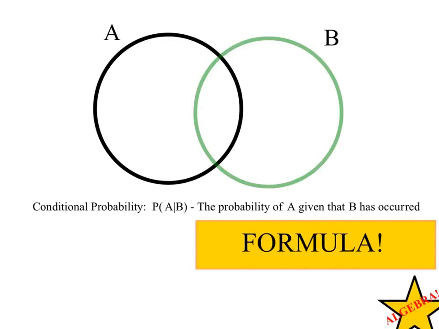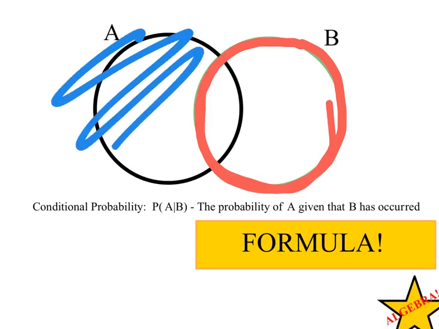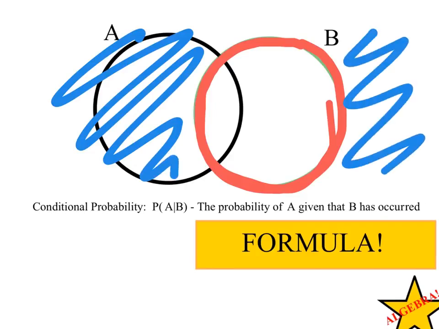And I always like to think about this visually in this way. If I know that B has happened, okay, so let me just do that. I know that B has occurred. I am inside this circle, okay? So nothing else is possible. Okay, we can just shade that out. Everything else outside of B can't happen.